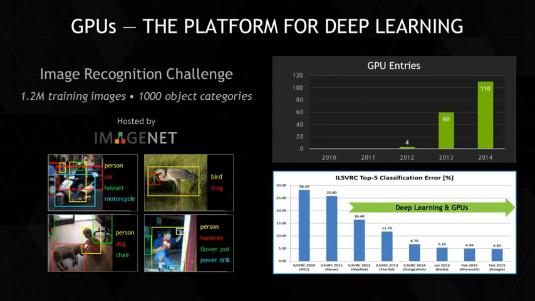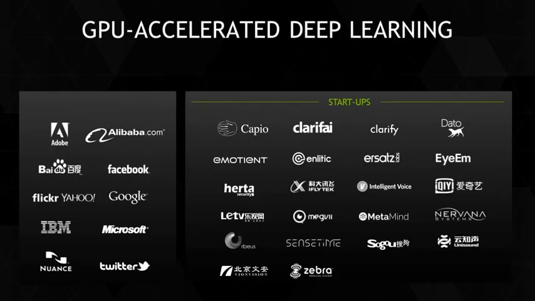Correlated with the improvements in performance are both a massive increase in the number of deep learning entries and the use of GPUs to train those entries. In 2014, there were 110 GPU entries, and I believe there was only one non-GPU entry in the contest. GPU-accelerated deep learning is being used in a very large number of web-scale internet companies for all of the applications I previously described in computer vision and speech recognition, and also in very many startups, again, across the board in terms of applications.